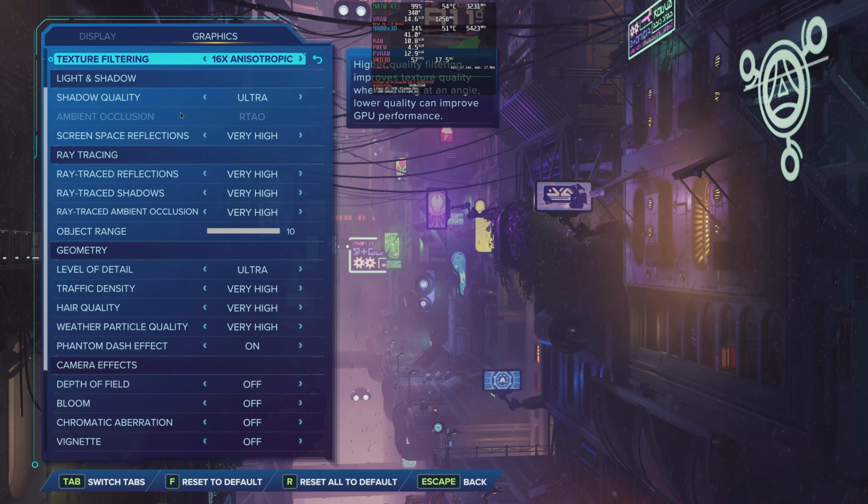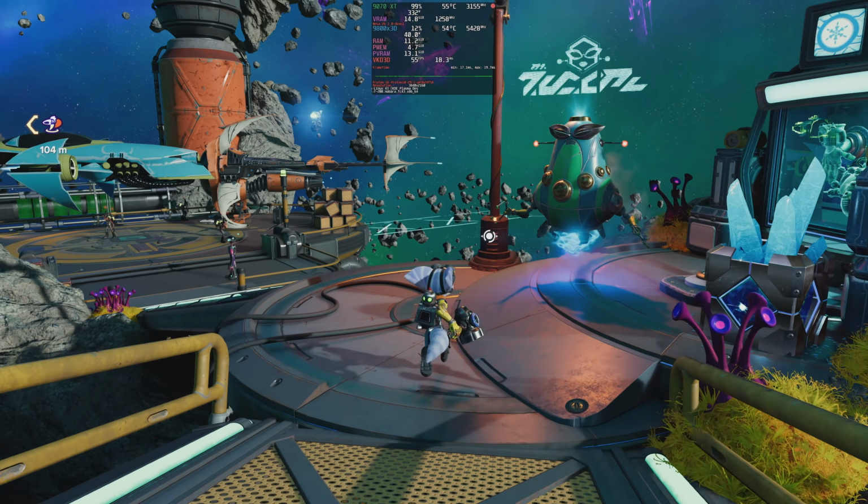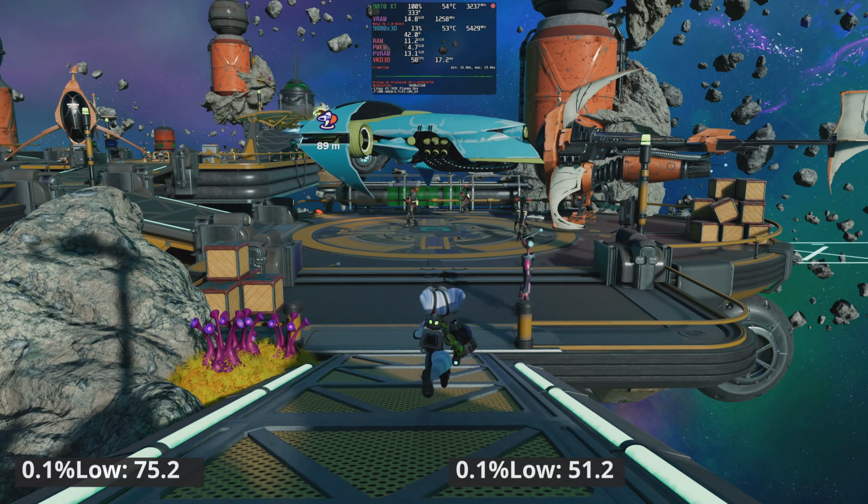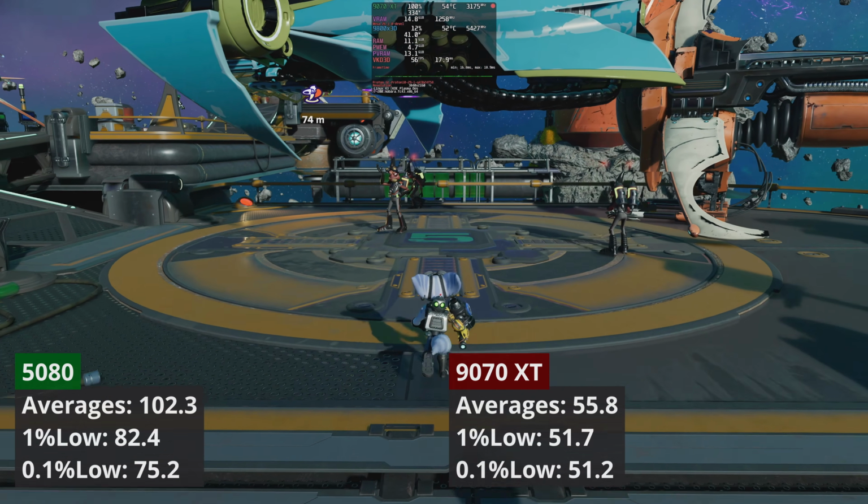Increasing the resolution to 4K sees the gap increasing to around 45% in favor of the 5080, at least when it comes to the averages.